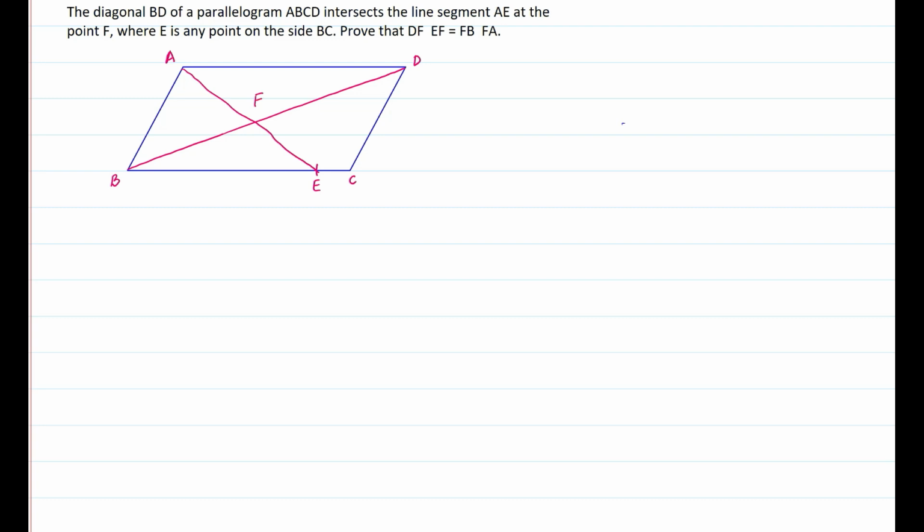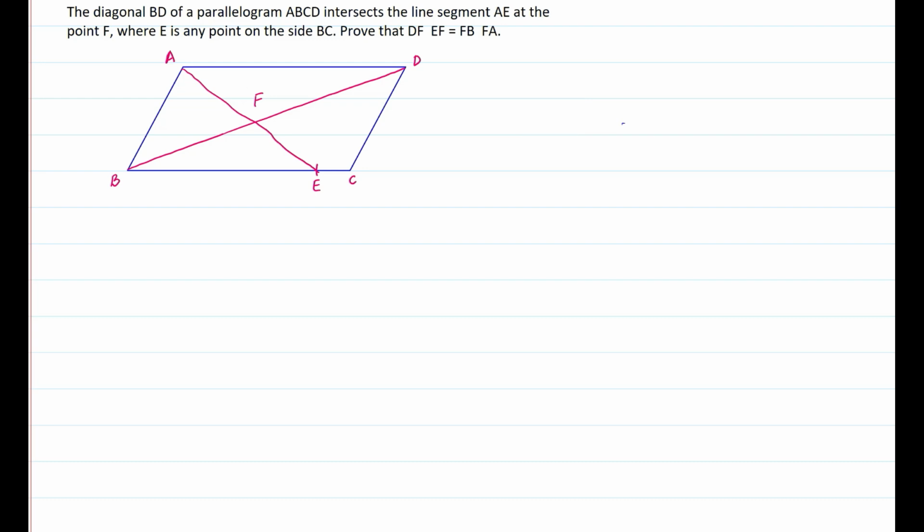Now here we have two triangles, one here and the other one here. If we can prove these two triangles are similar, then we can get the ratios for these sides, and if we equate the ratios, we can arrive at the answer. To prove two triangles are similar, we can show that two angles are equal, or three angles are equal, or three sides are proportional.